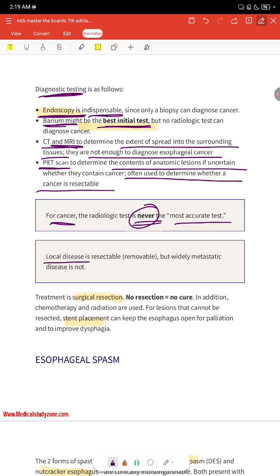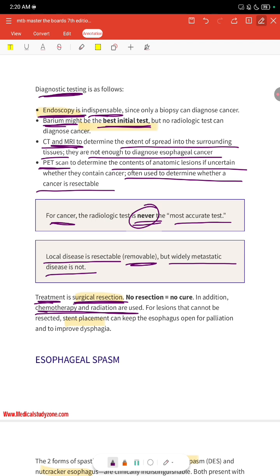Second point, local disease is resectable, removable, but widely metastatic disease is not because it has already metastasized extensively. Treatment is surgical resection. No resection is equal to no cure. In addition, chemotherapy and radiation are used, but these are used in addition. The main treatment is the surgical resection.